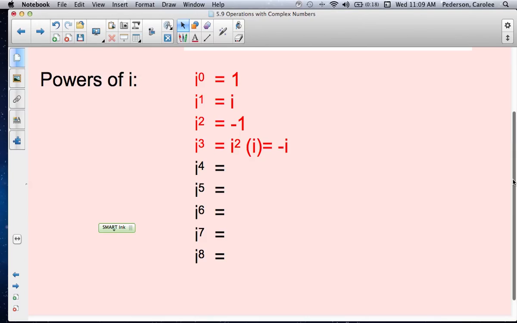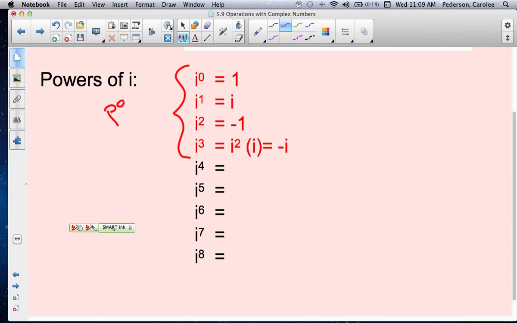All right. The first 4 are done for us, and I'll explain where they come from. This is the pattern, and then after these first 4, the pattern just repeats over and over again every 4 powers. So the first one, i to the 0, anything raised to the 0 power is 1. And then i to the 1 power, so anything raised to the 1 power is just itself. So that's just i. Then, remember from the first slide, i squared can be replaced with -1.